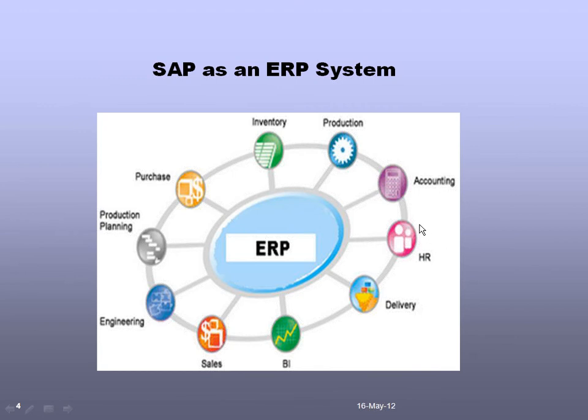Now, SAP as ERP. Where does SAP fit in the ERP system? We will have another slide. If you look at my ERP wheel, for each of the folks I've got different departments. Take any industry or organization, you will have all these departments: inventory, production, accounting, human resource, delivery, which is what you call distribution, business intelligence, reporting, sales, engineering, and so on.